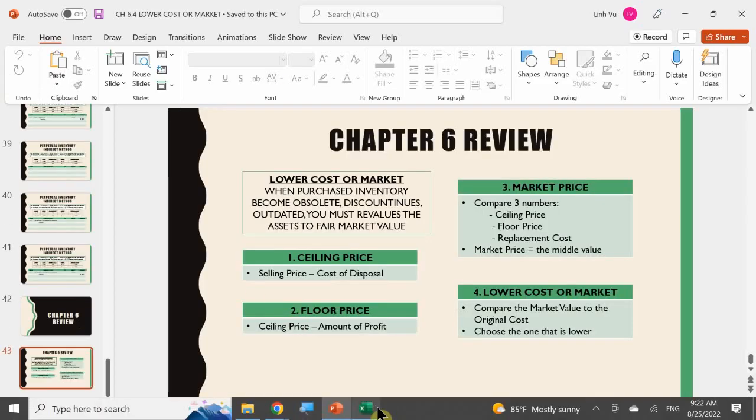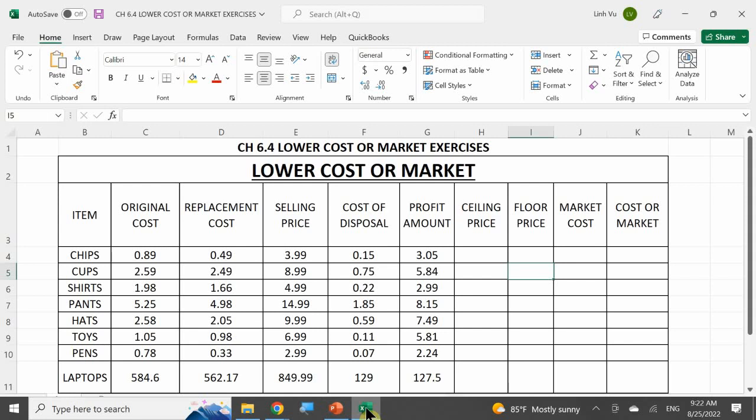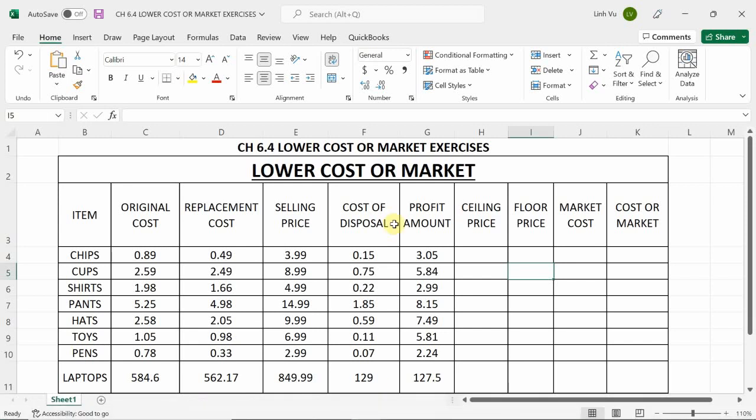So let's go ahead and do our in-class example. First things first, we need to determine our ceiling price, floor price, our market, and our lower cost. This is the table you're going to be looking at when you do the exam, right? You're going to be given numbers, and you're going to need to solve for these 4 numbers, okay?